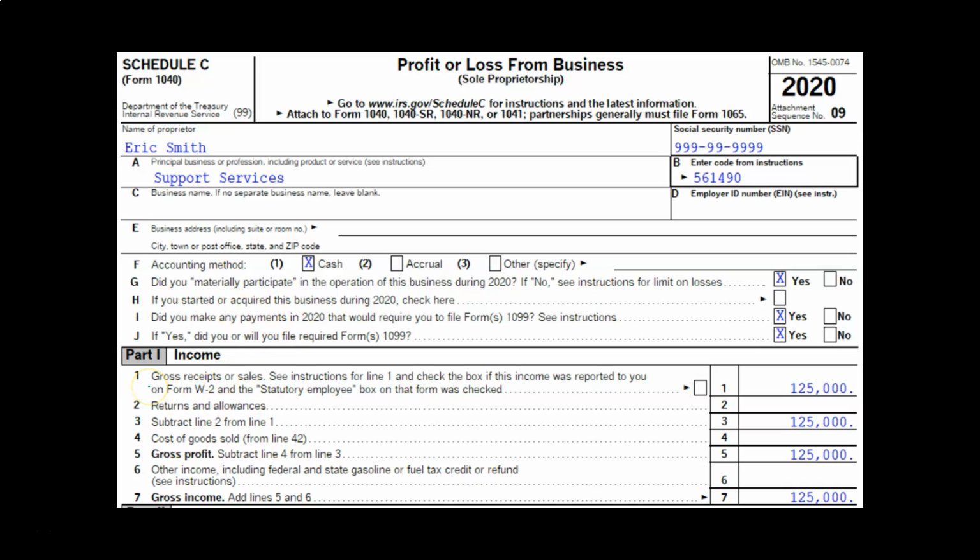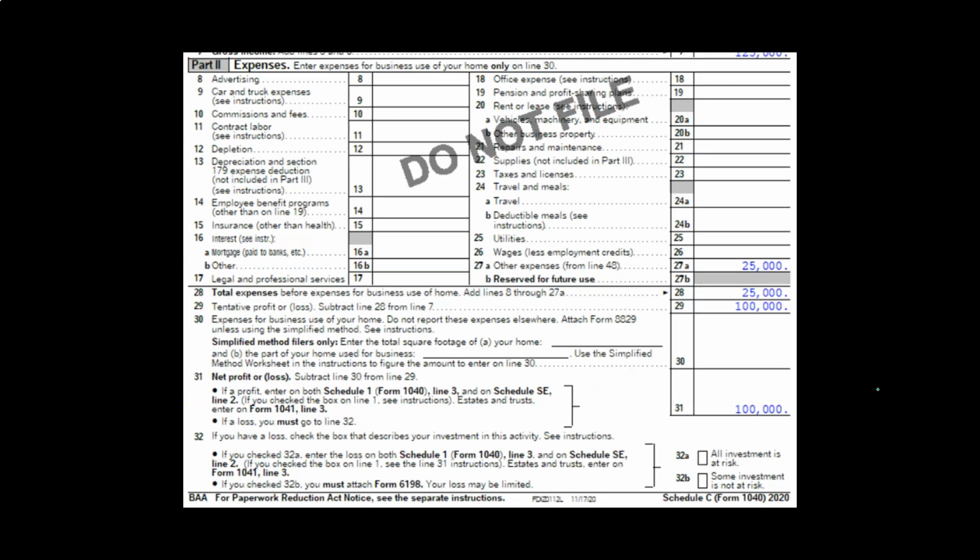So Part 1 then is the income. In our case, we have the 125,000. So now we have income, and then we have the expenses basically in Part 2. Now note that the expenses are in essence deductions.